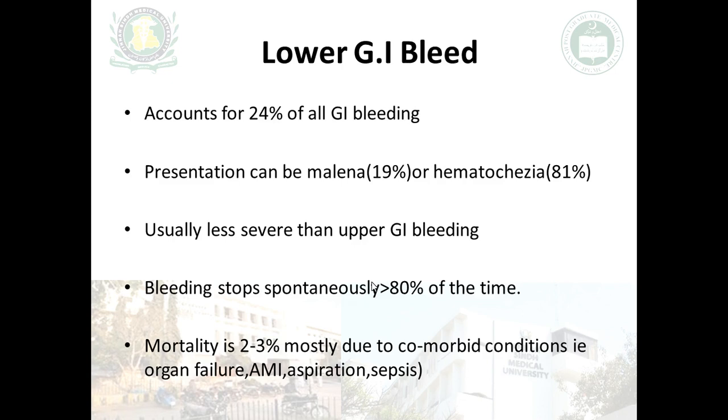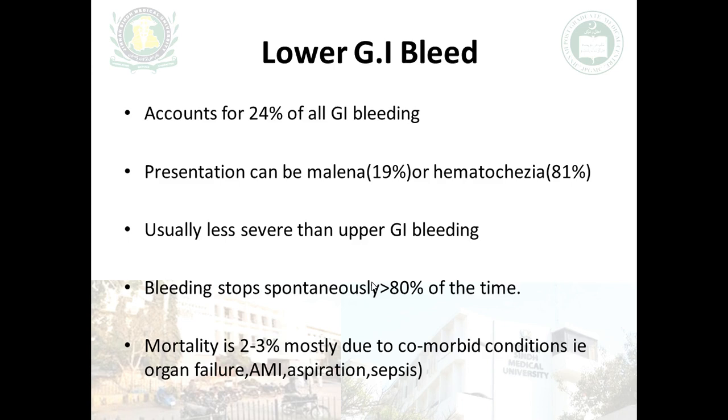Sometimes we consider that the patient will come to us with hematochezia. Hematochezia means there is fresh blood present in the stools, but it's not always like that. Mostly, 81% of people will come with hematochezia, but there is a fair chance of 19% that they will come with melena, that is, blackish stool, the blackish color of blood in the stool.